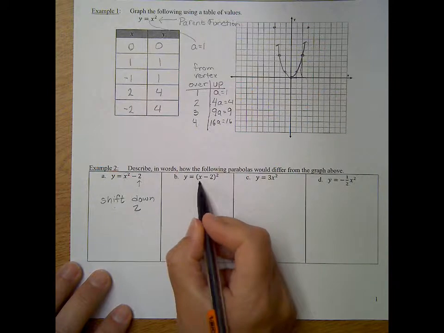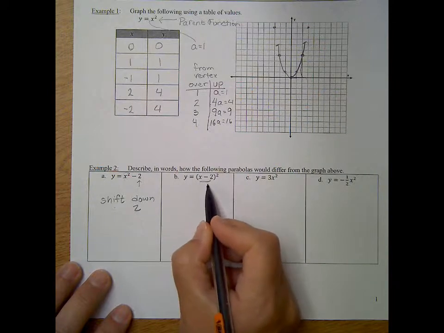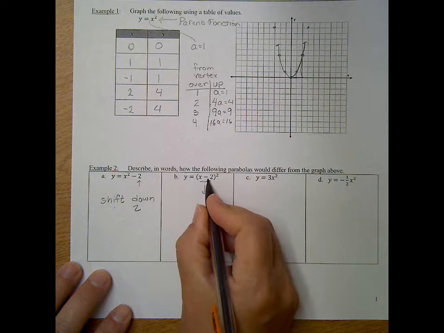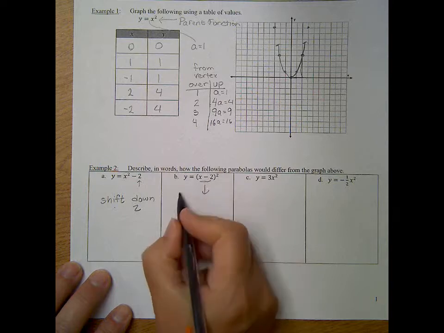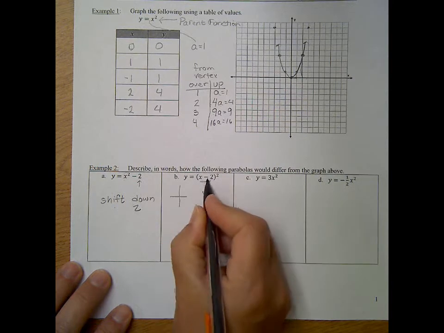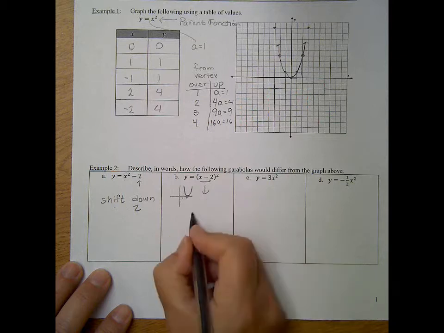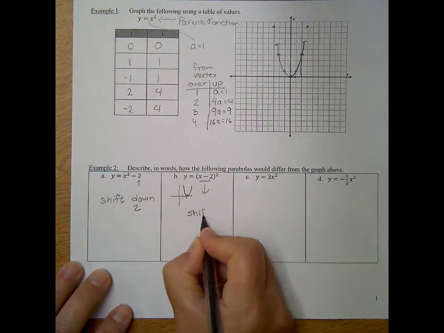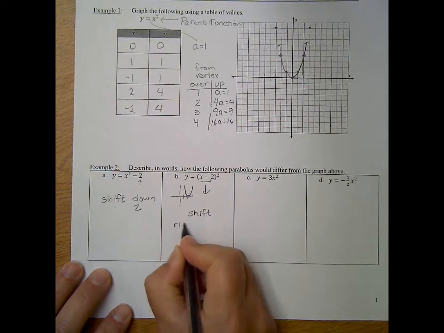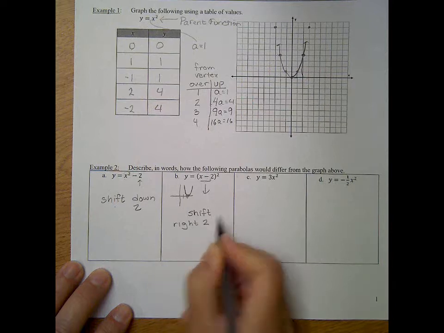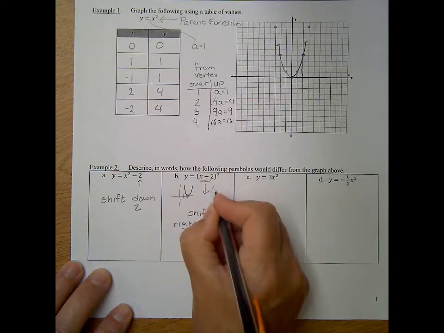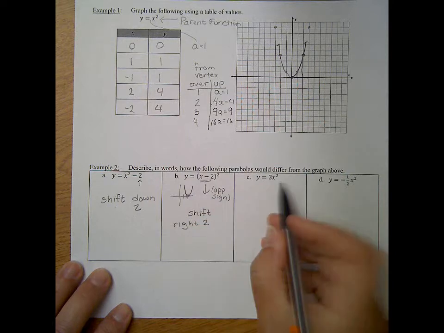Inside the parentheses, this is a shift to your x. Here our vertex is now going to be shifted over 2, and it's going to go the opposite direction of what you think it's going to go. The vertex would be over 2, and the parabola would be in this area. So shift right 2. Remember to use the opposite sign of what you see if it's in the parentheses.